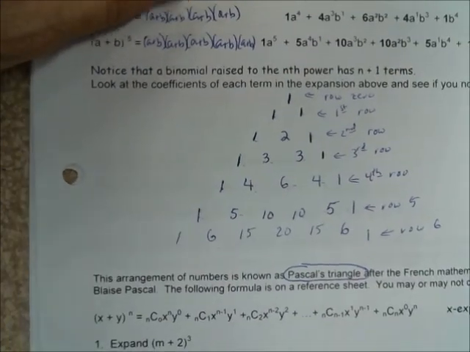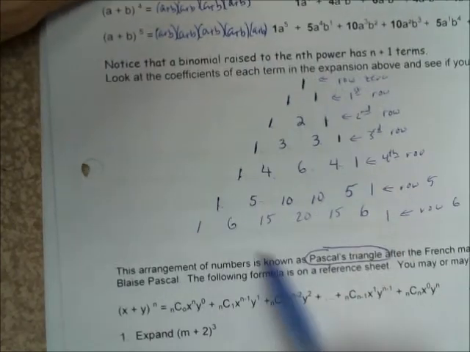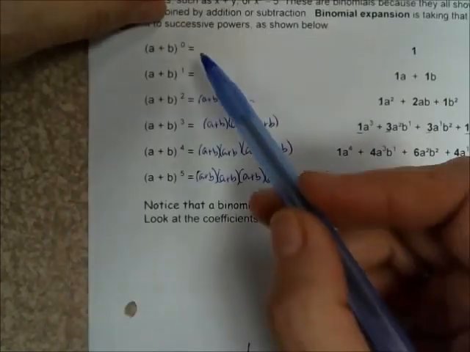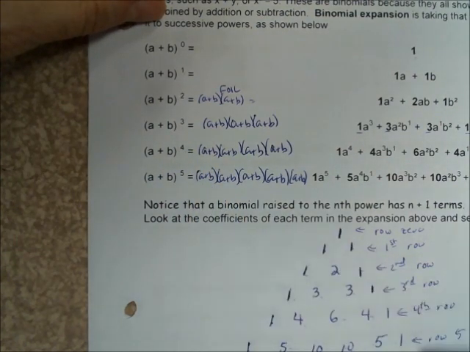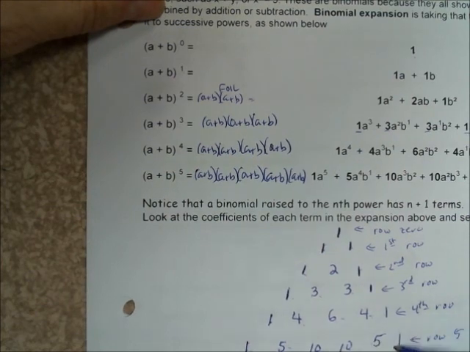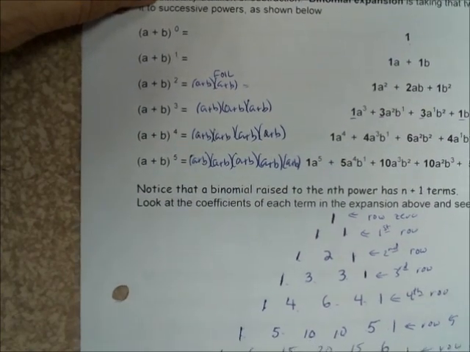And if you wanted to raise a binomial to a power, what you can do is build Pascal's triangle. Whatever power this is, you're going to go down to that particular row of Pascal's triangle, and you're going to get the coefficients. And then I'll show you how to build the other parts of each term in here.